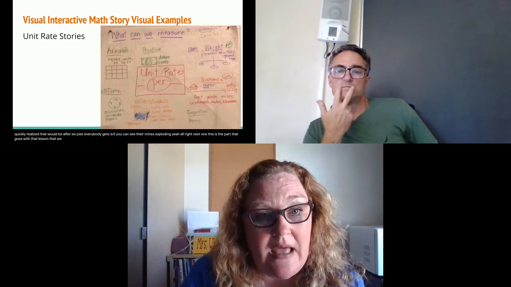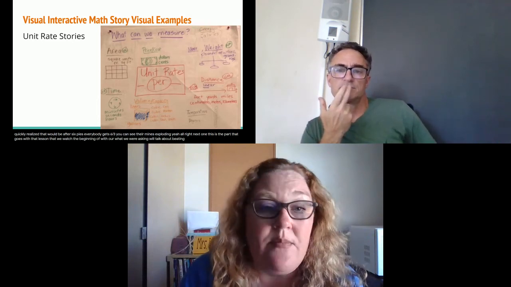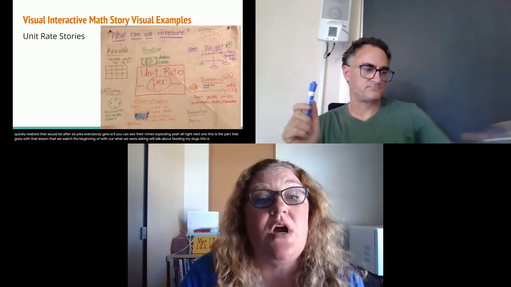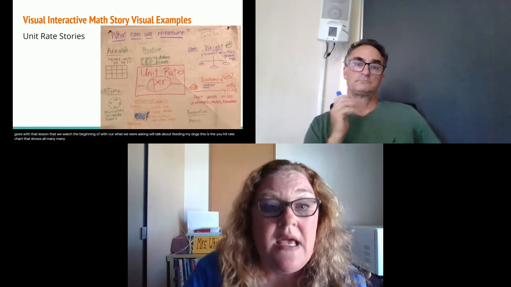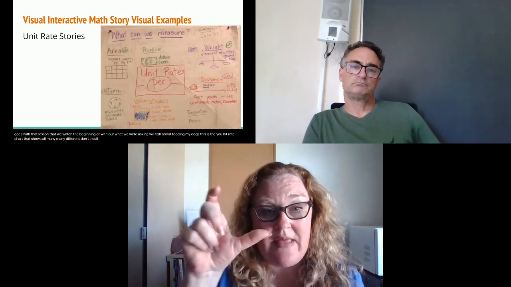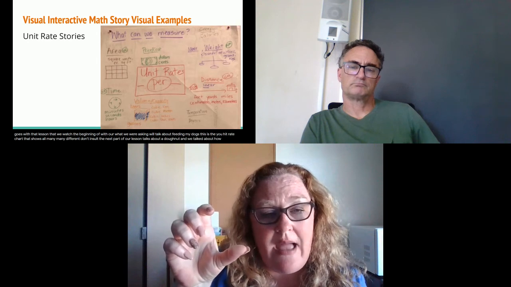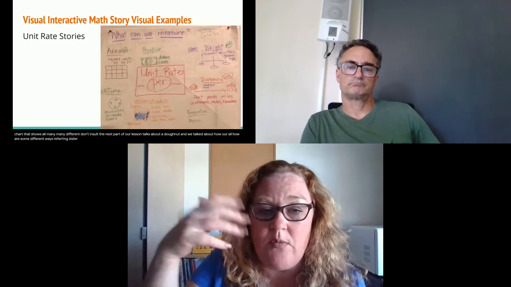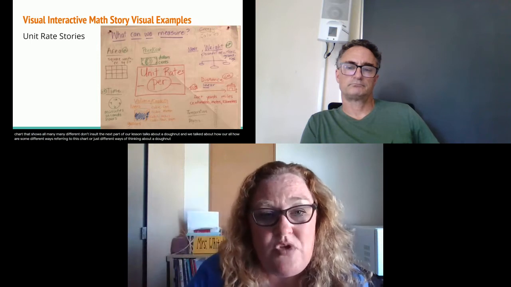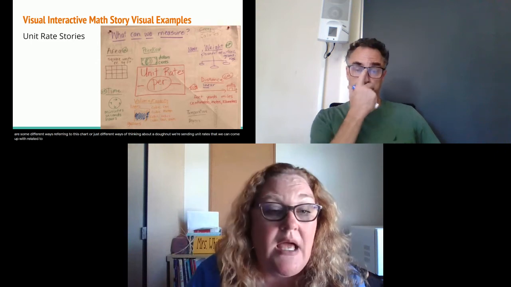This is the chart that goes with that lesson that we watched the beginning of, where we were talking about feeding the dogs. This is a unit rate chart that shows many different ways of measuring things. And so the next part of that lesson talked about a donut. We talked about how, referring to this chart or just different ways of thinking about a donut, what are some unit rates that we could come up with related to a donut?